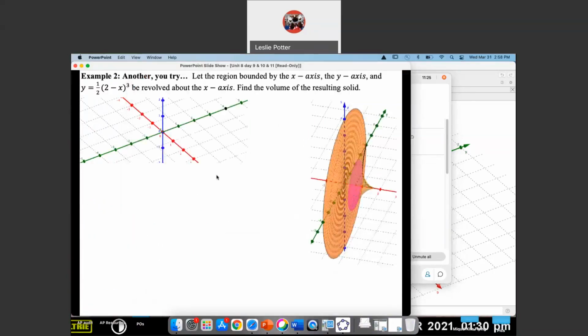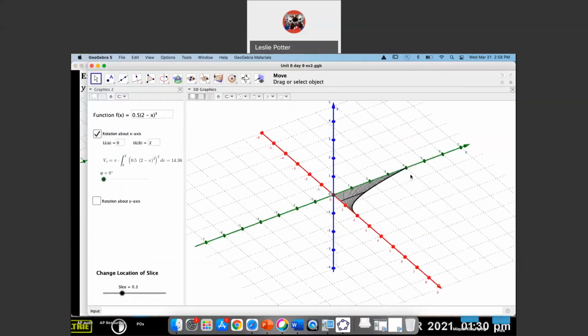So try this one on your own after we lay it out for you. We have a region bound on the x-axis and the y-axis and this cubic relationship. And we're going to revolve it about the x-axis again. It says find the volume of the solid. So looking at this function in the xy plane, it looks like this.